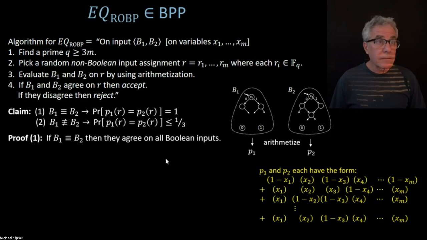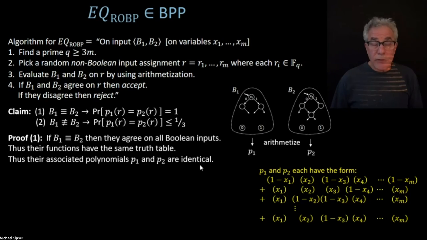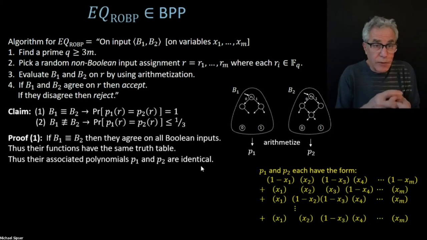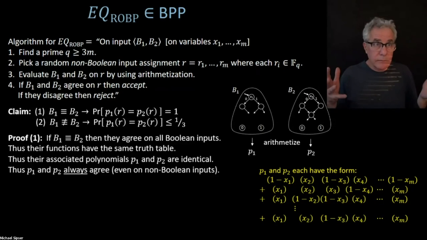All right, so now let's prove these two facts. The first one I already kind of argued. If the two branching programs agree on all the Boolean values, then their functions have the same truth table. So then the polynomials are identical because the polynomials correspond to the truth table. And so therefore, they always agree, even on the non-Boolean values.